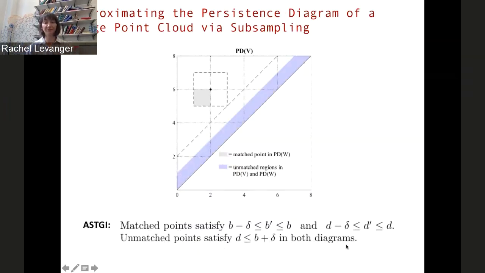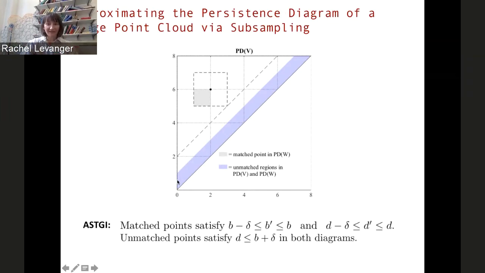If we go through and apply the algebraic stability theorem for generalized interleavings, this tells us exactly, well, I can take the inverse of sigma, which was t plus delta, and it's just t minus delta, and that's going to be the lower bound for my matched points. And then the upper bound is just the original point itself. So that's how you end up with this left-hand lower box in the diagram, and this is also why you don't have a 2 epsilon or 2 delta band along the diagonal. You have a single epsilon.